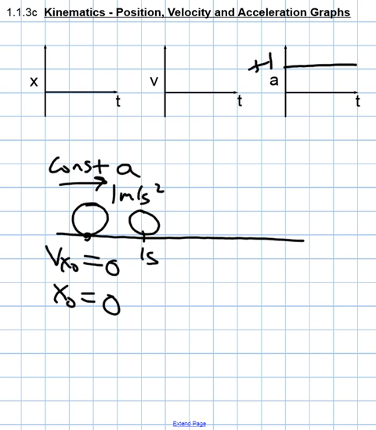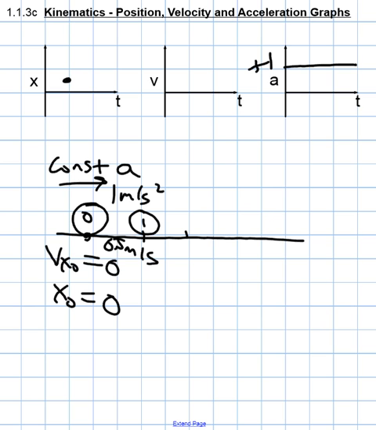Now it's picking up speed. That means each second it's going to have a greater average speed for the interval than it did the second before, right? So in 1 second, we go from 0 to 1 meter per second. That's an average speed of 0.5 in 1 second, so we're going to go half a meter.